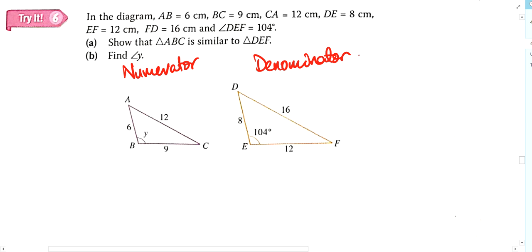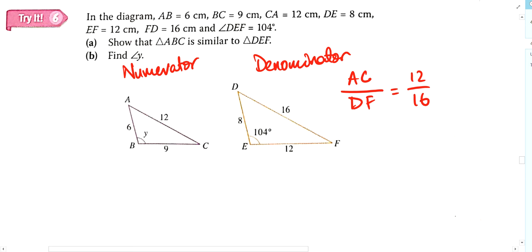Okay? The reason I write this is because we are going to find the ratio of the corresponding sides now. Something has to be in the numerator, something has to be in the denominator. Whichever one you choose doesn't matter as long as you stick to it. So in this case, I chose the smaller one to be my numerator. So I write AC over, what should I write next? DF. Okay, equals to?